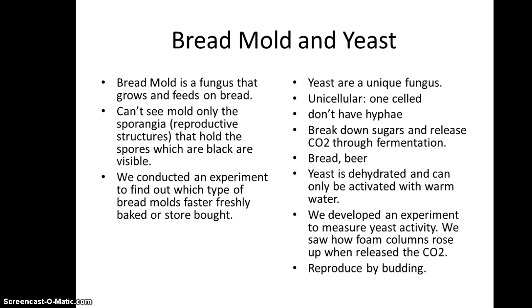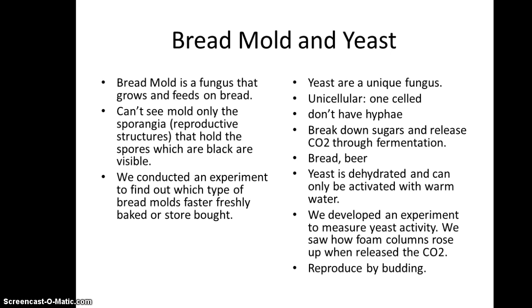So we developed an experiment to measure yeast activity, and what we did was we put sugar or different other substances into the warm water. We added yeast, and then we saw foam columns rise up when the yeast was releasing the CO2. So that's how we knew that the yeast was eating the substance, because it was releasing CO2, carbon dioxide, into the environment. I, again, strongly recommend that you review this lab and make sure you understand exactly what we did, why we did it, and how we did it, because that is going to be big on your final.